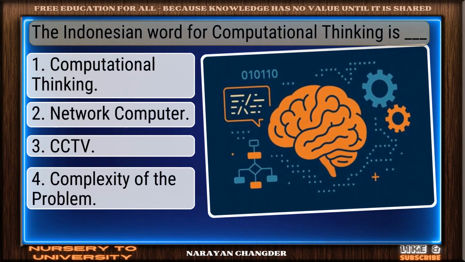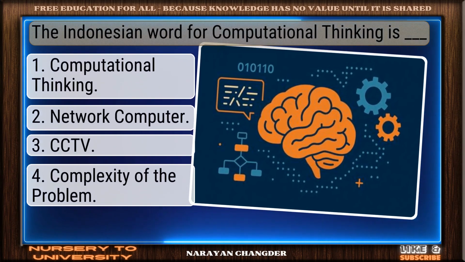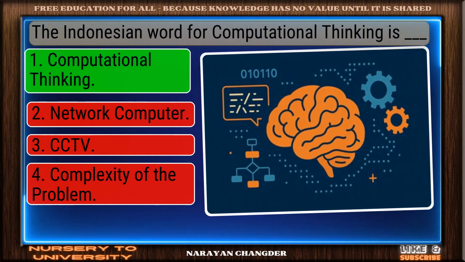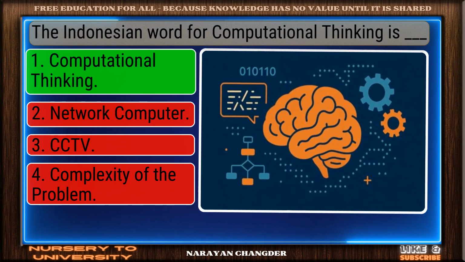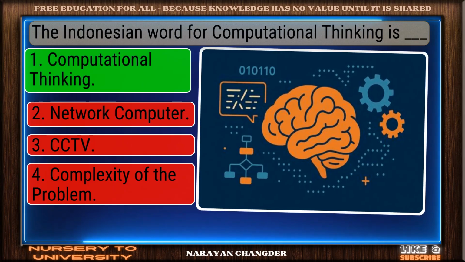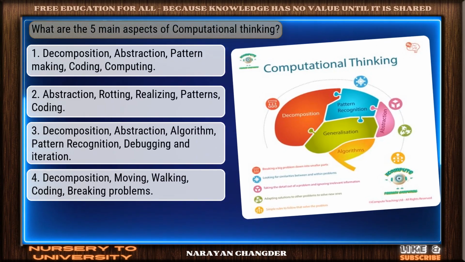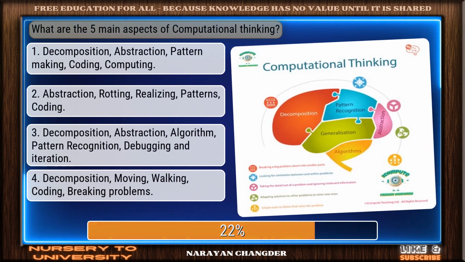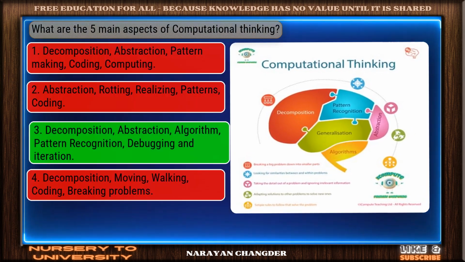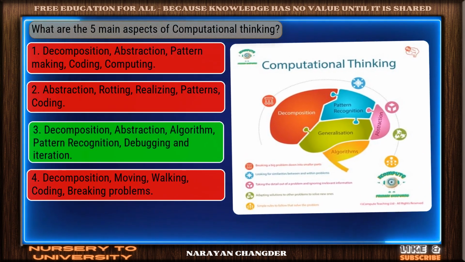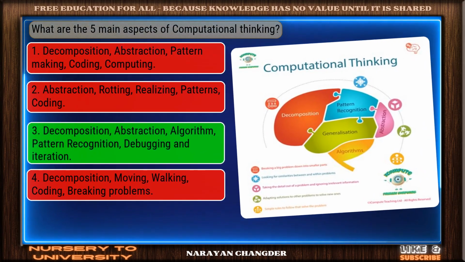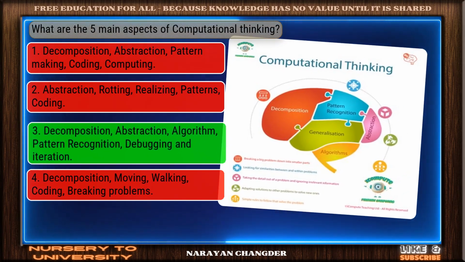Question number 33. The Indonesian word for computational thinking is dash. Smart pick. Computational thinking is the correct choice. Question number 34. What are the 5 main aspects of computational thinking? Excellent choice. Decomposition, abstraction, algorithm, pattern recognition, debugging, and iteration is the right answer.